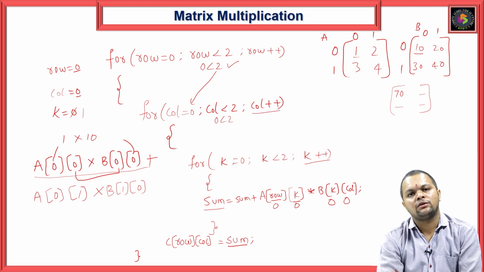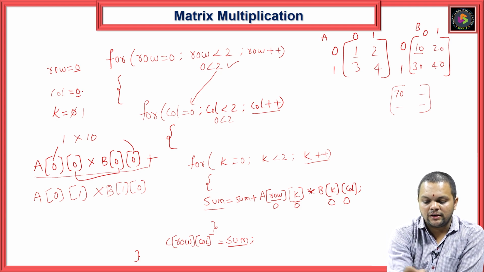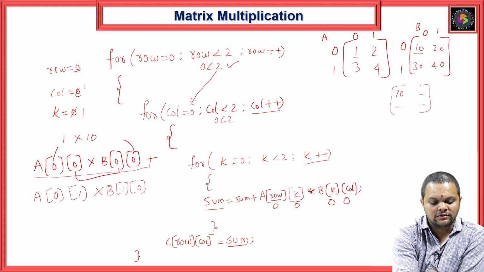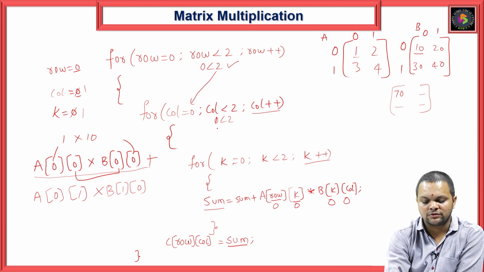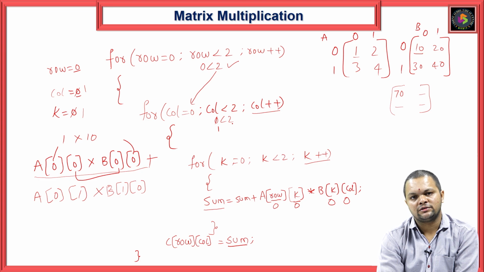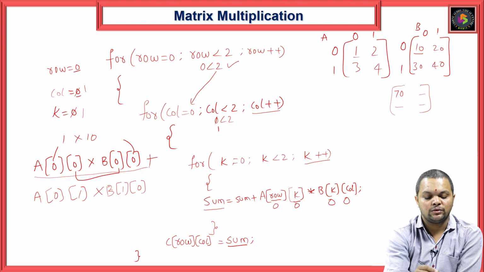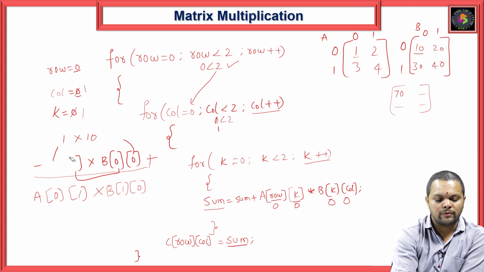We'll go to the outer for loop, column plus plus. Previously column value is 0. Now column value is increased to 1. 1 is less than 2, yes, the condition is satisfied. Again it will enter into the block with column value as 1.